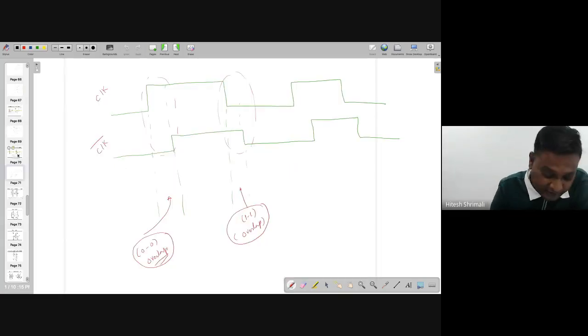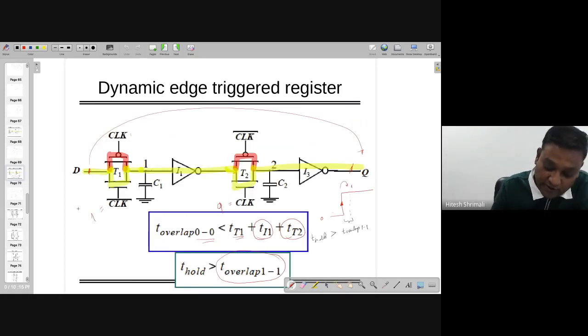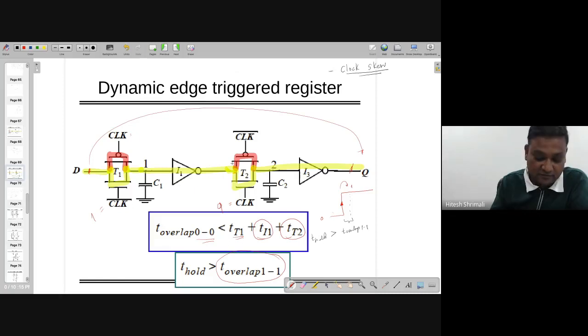Notably, one more thing I forgot to tell you over here. Such a situation, when clock and clock bar are overlapping, is known as the clock skew. This is one thing. So whenever clock skew is happening, you can avoid it with the next technique, which is C-square MOS. Such a thing is also known as race around condition.